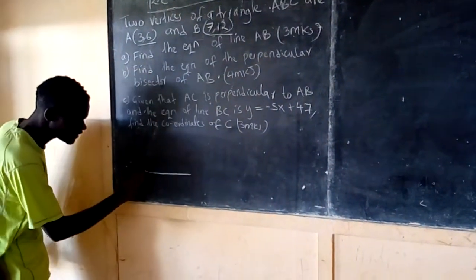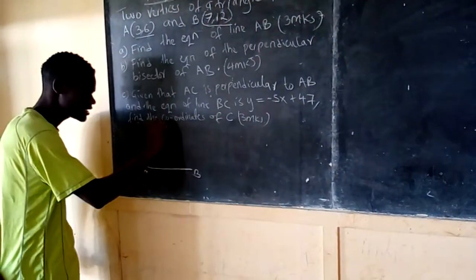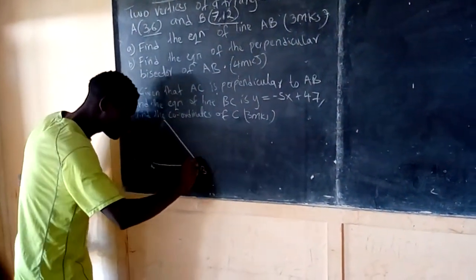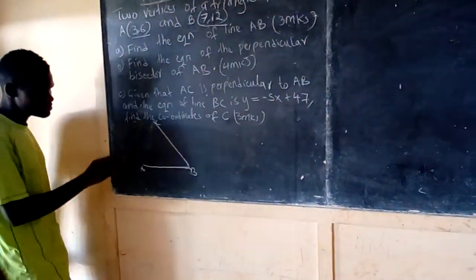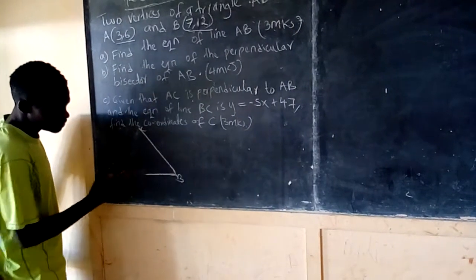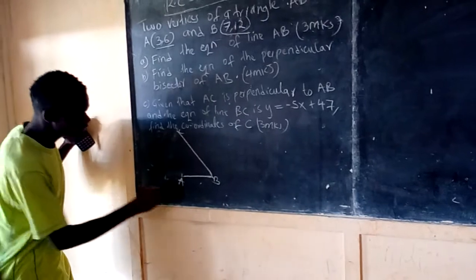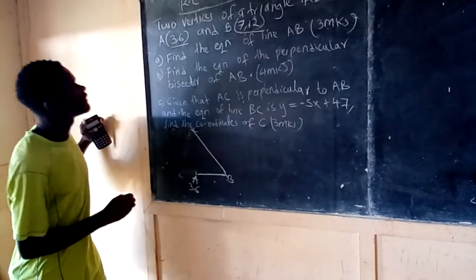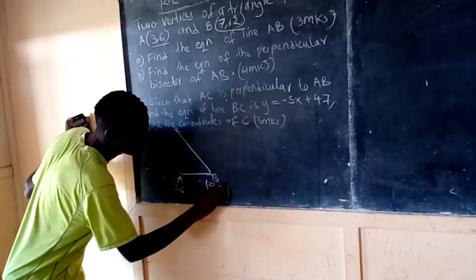First, I have a table, that is line AB. I'm dealing with the two lines, AB and then BC, because I'm given another one. Then I'm given that point A is (3, 6), then point B is (7, 12).